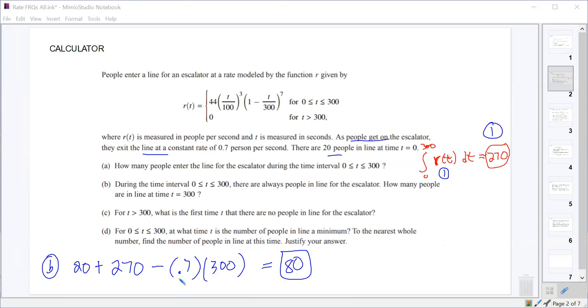1 point if you did this consideration of the number of people leaving the line, and 1 point for the correct answer. A lot of people miss the point for the correct answer. They end up getting 60 instead of 80 because they forget that there was 20 people in line at time t equals 0. And a very important thing to check for when you're doing these rate questions are the initial condition. Like, is there an initial amount of whatever in the line or in the lake or whatever the situation is? Okay. Everybody good there with part B?